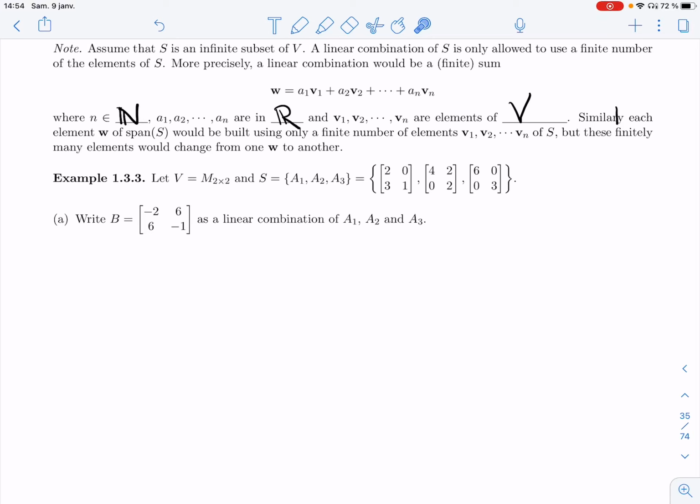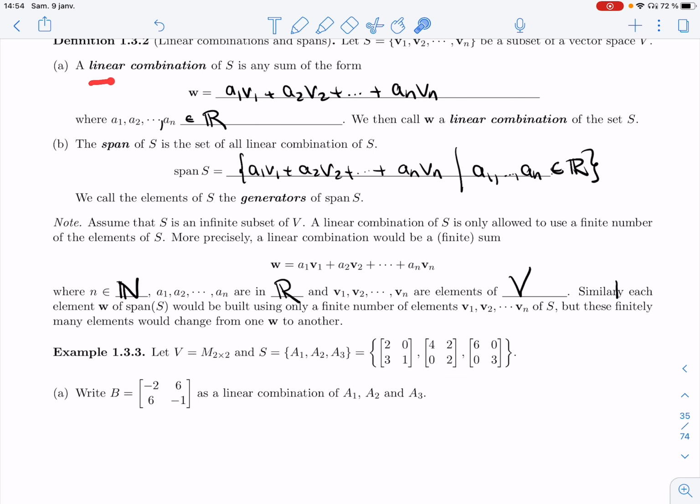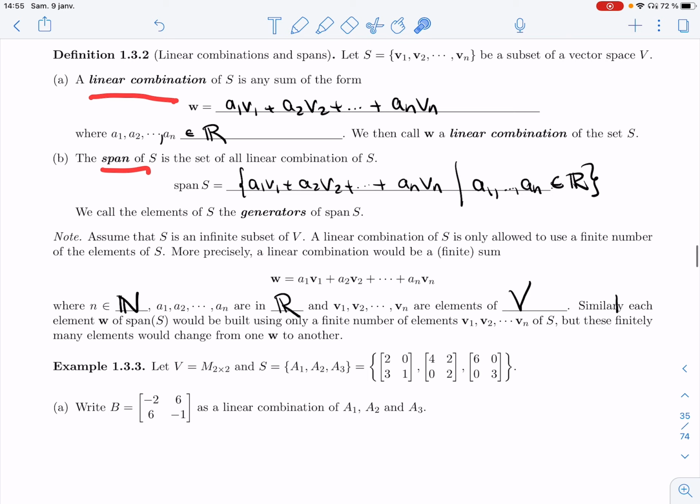Welcome back. In this video, we'll be solving example 1.3.3. We just defined what a linear combination and a span was for a general vector space, and we're going to apply that definition to the case of 2 by 2 matrices. I'm going to take S to be the set containing these three matrices, and I'm going to try to write B, the matrix minus 2, 6, 6, minus 1, as a linear combination of A1, A2, A3.